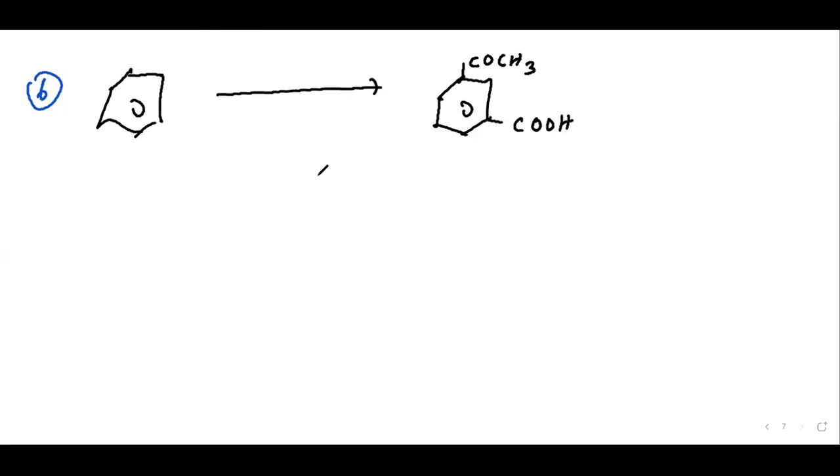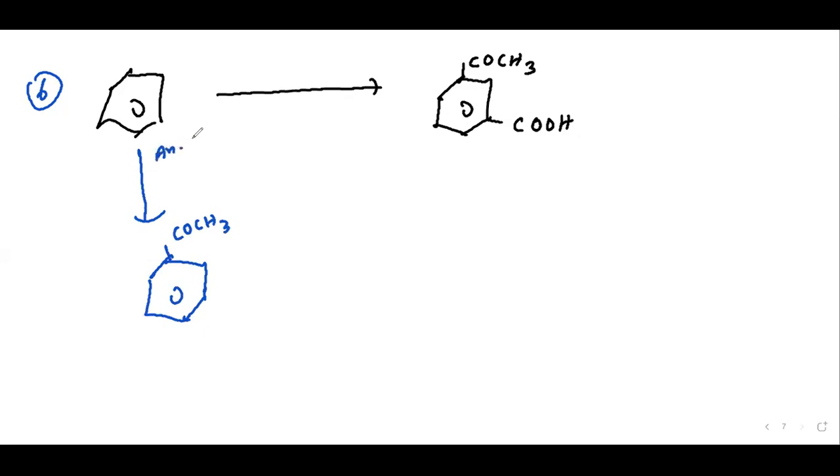Okay, please refer to your reactions also. I have given a summary, right? What should be added first? What should be added first? Having that in your mind, you can add meta director first. Then you can add the second group to the meta position. Is that clear? Is that clear? So first you can add COCH3 first.